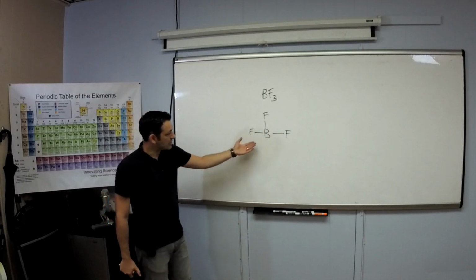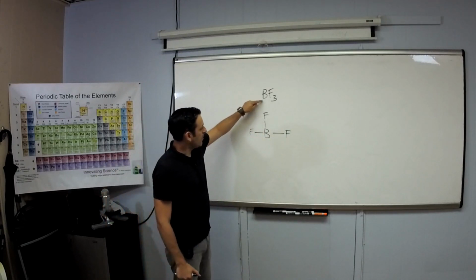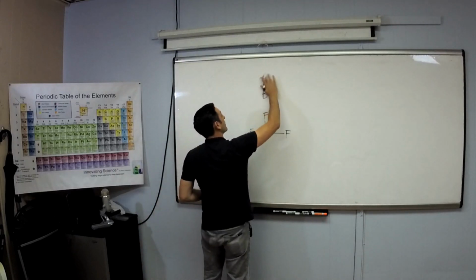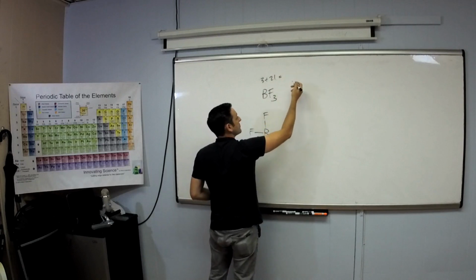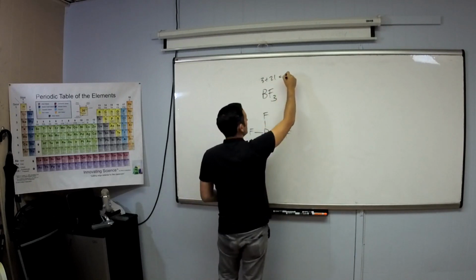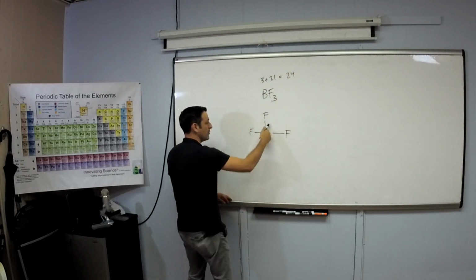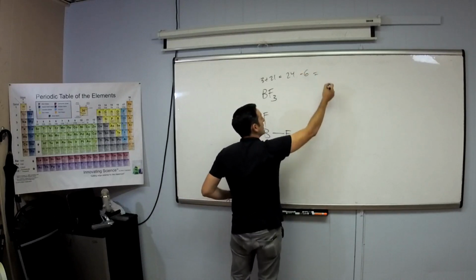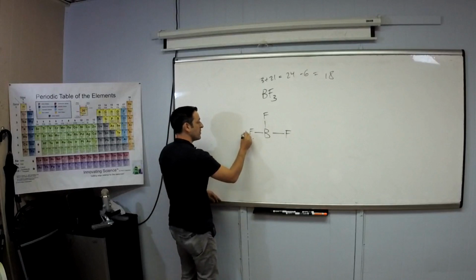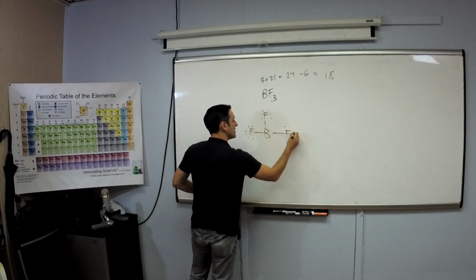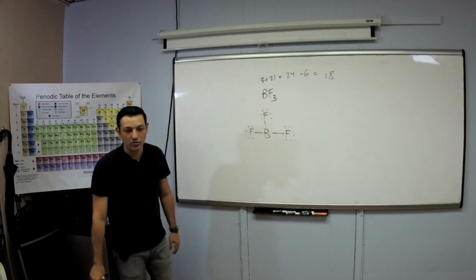Okay, so here's BF3. How do we deal with it? Boron has 3 electrons plus 7 times 3, which is 21 electrons for the 3 fluorines. So that's 24 electrons in total, minus 2, 4, 6, which equals 18 electrons to place. I place them on the outer atoms: 2, 4, 6, 8, 10, 12, 14, 16, 18. I ran out of electrons.